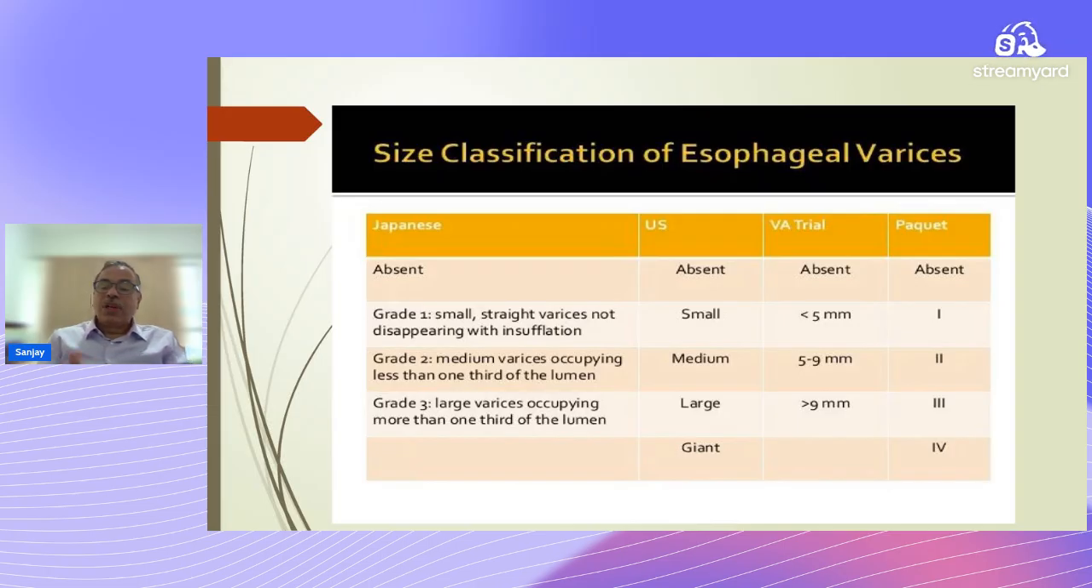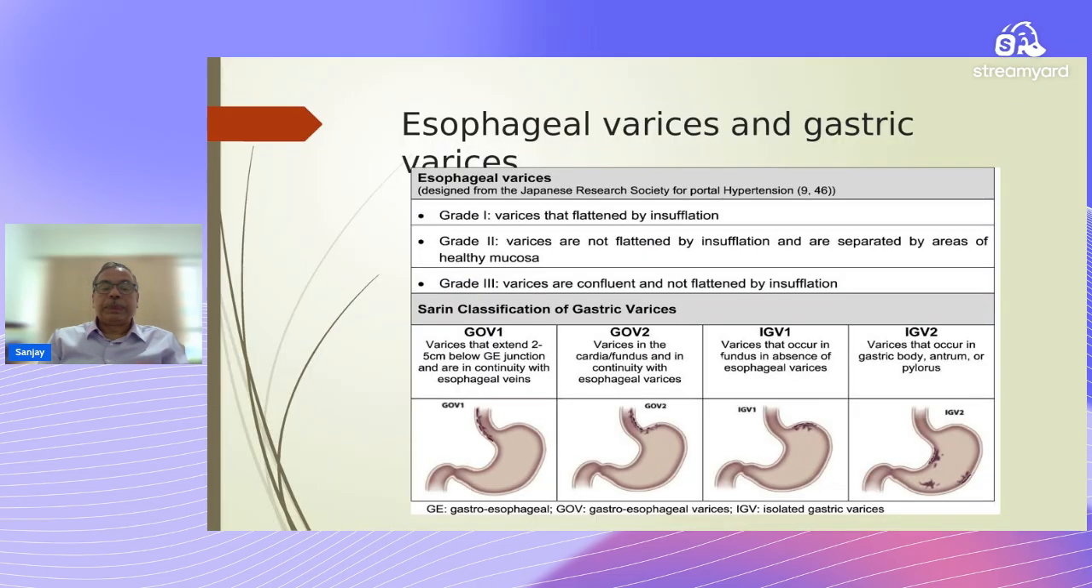And the other ones are corresponding, which we have already seen here. According to US, grade 1 Japanese would be small, grade 2 Japanese would be medium in US, and any grade 3 varices, that means occupying more than one third of the lumen, would be considered as large varices in the US classification. These are the endoscopic, you can say, size classifications of esophageal varices.